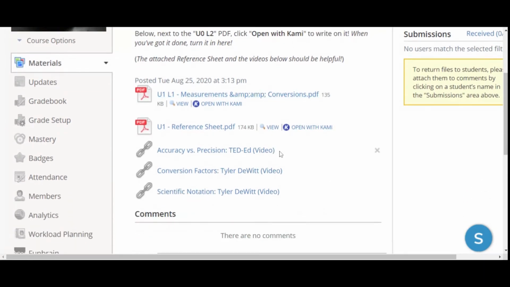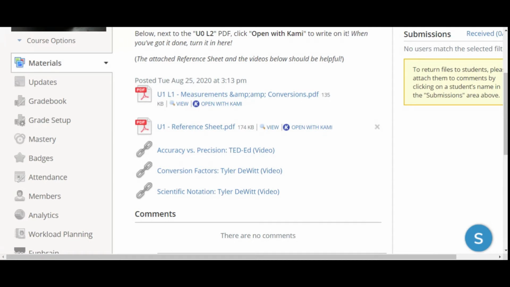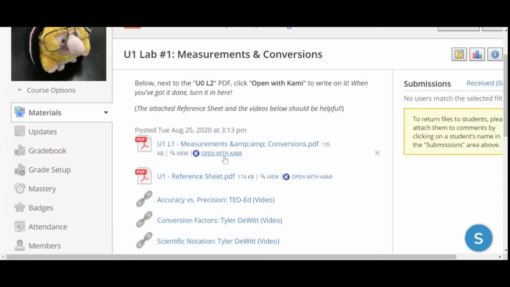We've got some resources here. We've got our lab sheet that we're going to be opening with Cami. We've got a reference sheet that has some nice conversions on there. We've also got some videos that can help us out on here. So I'm going to open up the lab so we can see what it looks like.